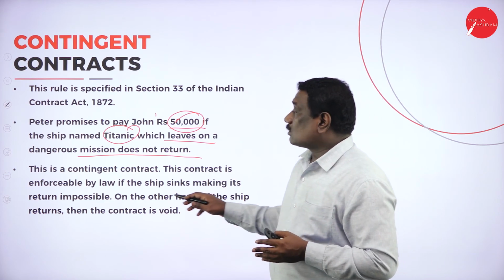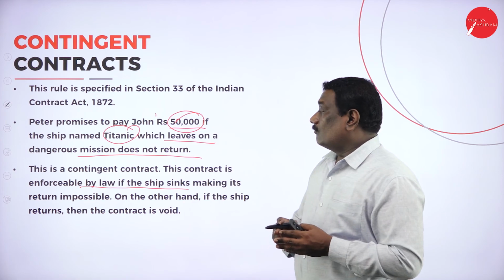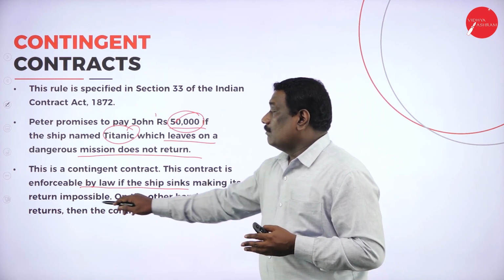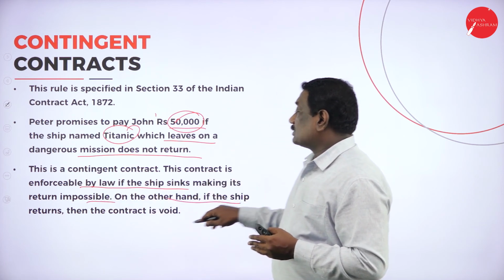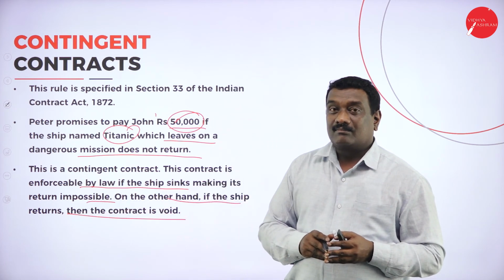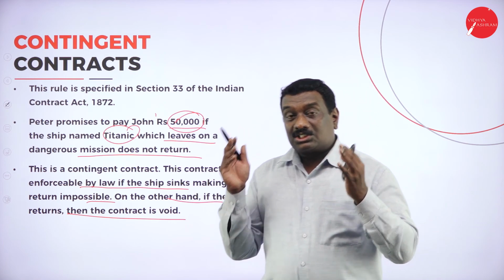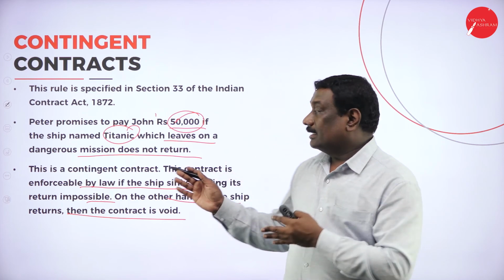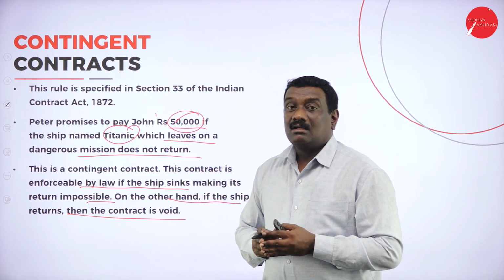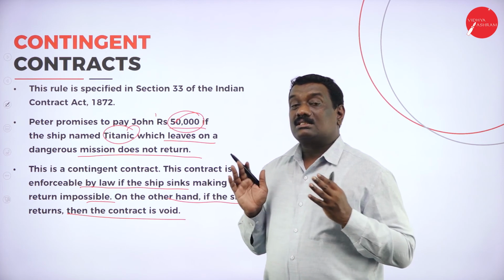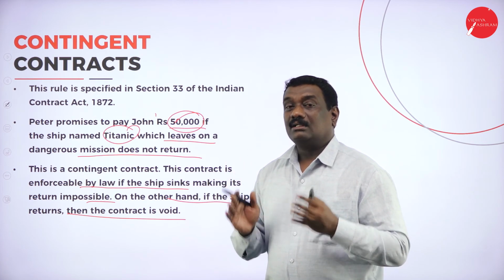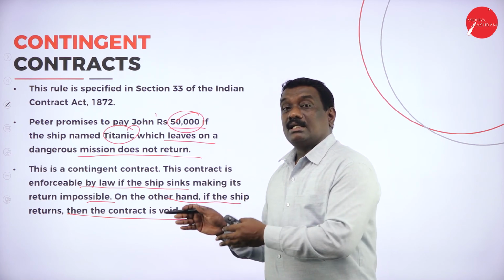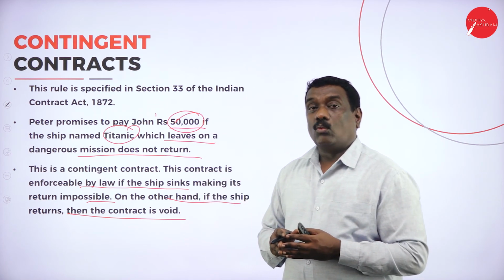Why? Because this contract is enforceable by law if the ship sinks, making its return impossible. On the other hand, if the ship returns, then the contract is void. So if the Titanic ship, according to Peter, does not return, it is a contingent contract. But if the ship returns safely back to the harbor, then it is not a contingent contract. It is only a void contract.